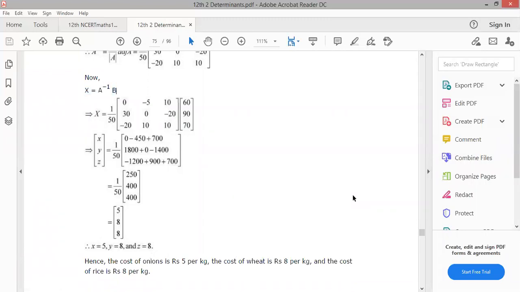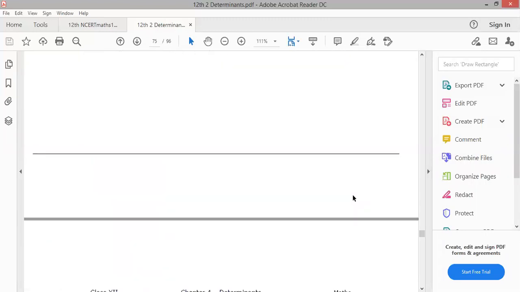So this way you can solve practical examples of our day-to-day life with the help of the matrix method also.